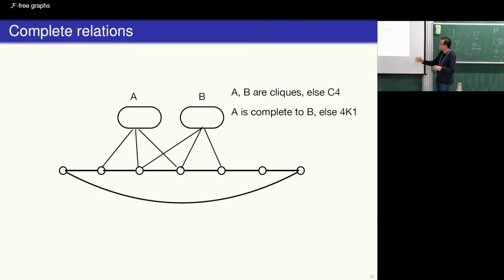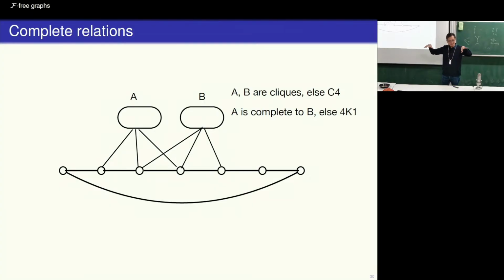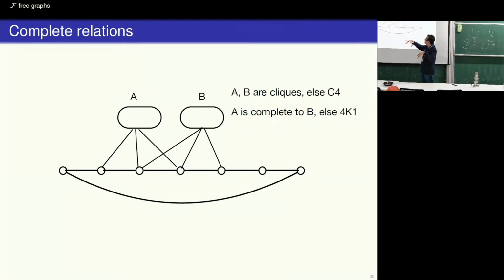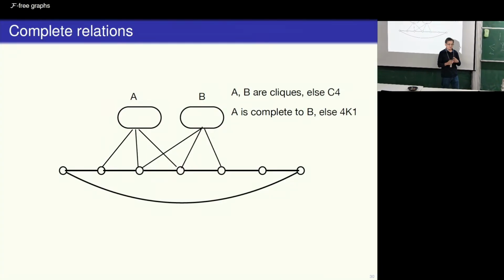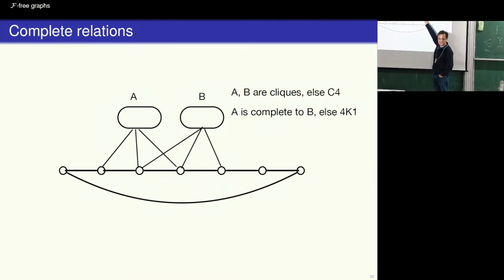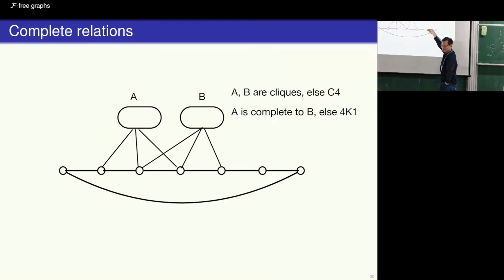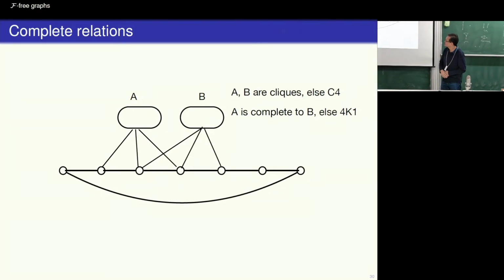So what you do is you take the C7 and look at the neighbors of the C7. You group the neighbors into sets that have the same neighborhood on the C7. So there could be 2 to the 7 subsets. There are vertices with no neighbors, vertices with all neighbors, vertices with one neighbor, and so on. Of course, you can reduce this.